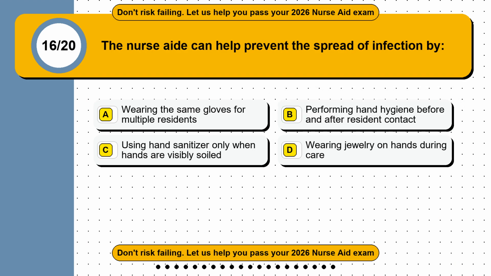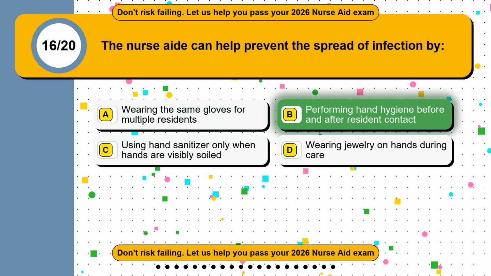Question 16. The nurse aide can help prevent the spread of infection by: Option A, wearing the same gloves for multiple residents. Option B, performing hand hygiene before and after resident contact. Option C, using hand sanitizer only when hands are visibly soiled. Option D, wearing jewelry on hands during care. The correct answer is option B, performing hand hygiene before and after resident contact.